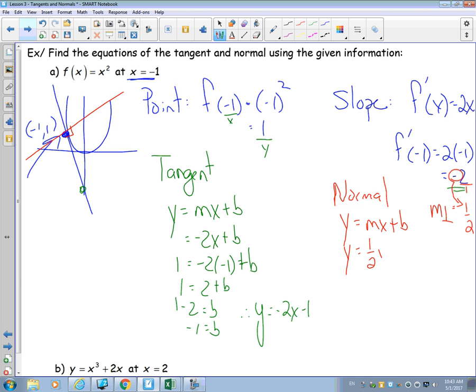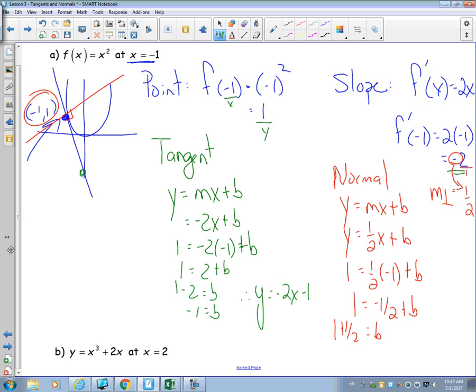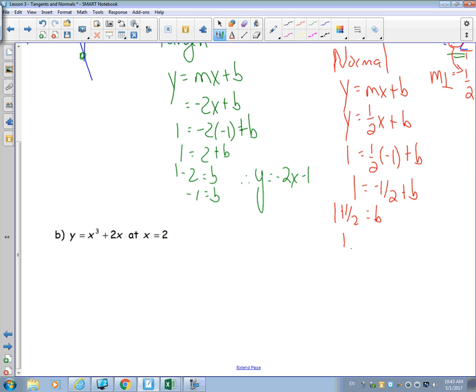And then I do the exact same thing I did before. I fill in my slope. I'm using the same point because it goes through the same point. So 1 for y, -1 for x. So I get 1 equals 1/2 times -1, so -1/2 plus b, or in other words, 1 plus 1/2 is b. If you want to use decimals, that's fine. 0.5, there's nothing wrong with that. This will give you 1.5 for b. Therefore, my normal equation is 1/2 x plus 1.5. And I found the two lines that are kind of useful for us for finding things out.